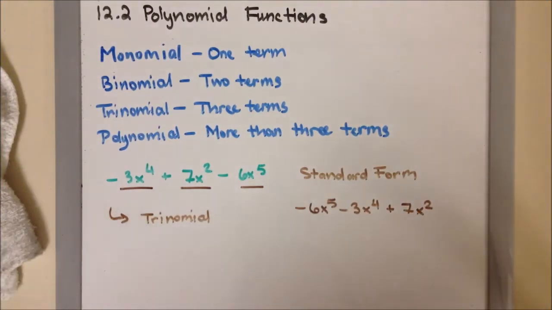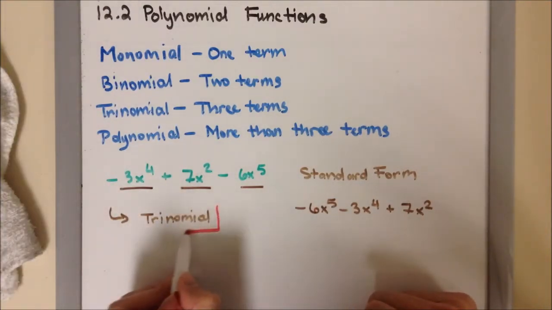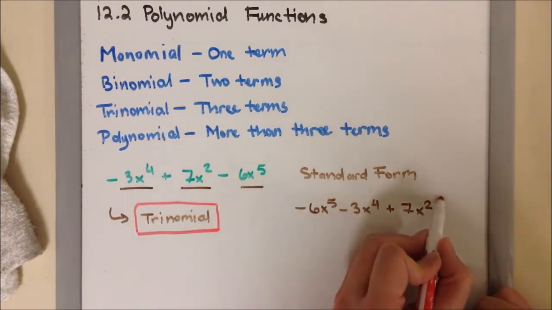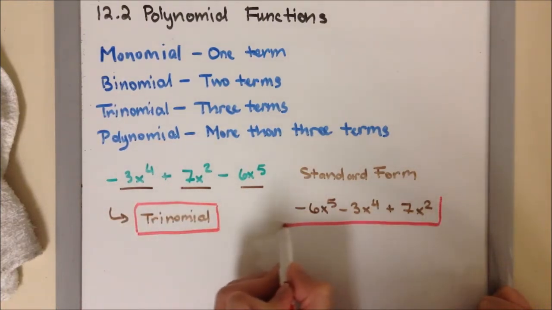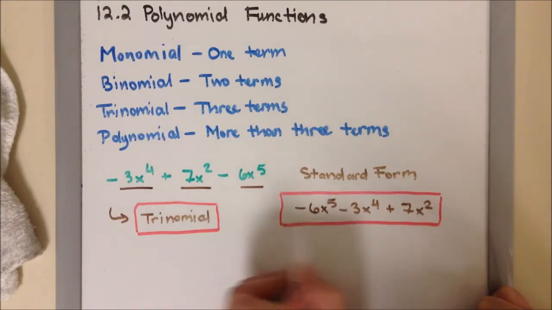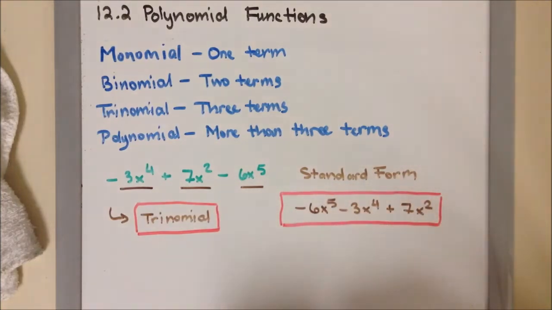So that would be my two answers. This is a trinomial, the type. And then here is our standard form. Negative 6x to the fifth power minus 3x to the fourth power plus 7x to the second power. And that's all you have to do when you're asked to identify the type and then rewrite it in standard form.